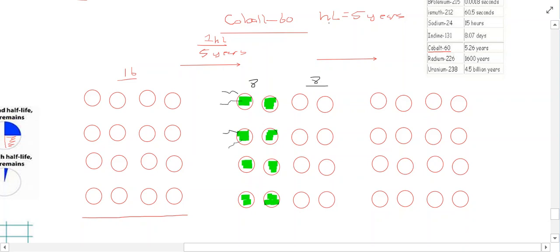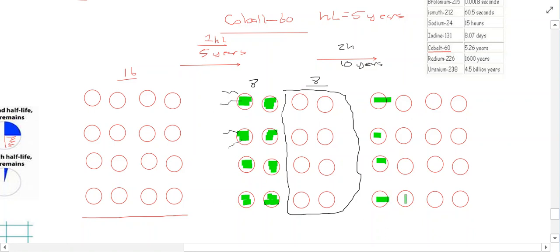And then imagine we go 2 half-lives. So this is after 10 years. We go back and we look at this same sample. What we'll notice is that the amount here that hasn't undergone decay, these ones here, half of them will actually have undergone decay as well. So all of these have already undergone decay.